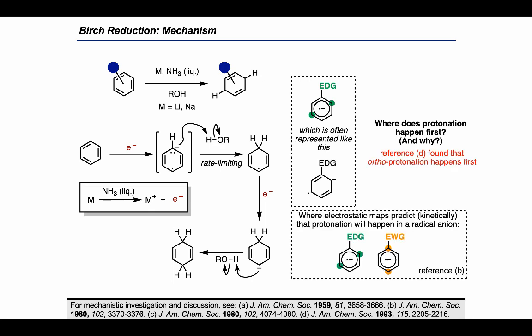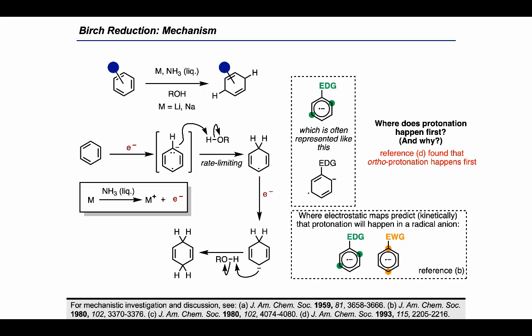In reference D, it was found that protonation occurs at the ortho position first. Furthermore, electrostatic potential maps predict that kinetic protonation will occur ortho or meta to an electron-donating group, which I've shown with the green circles, or para or ipso to an electron-withdrawing group, which I've shown with the orange circles.